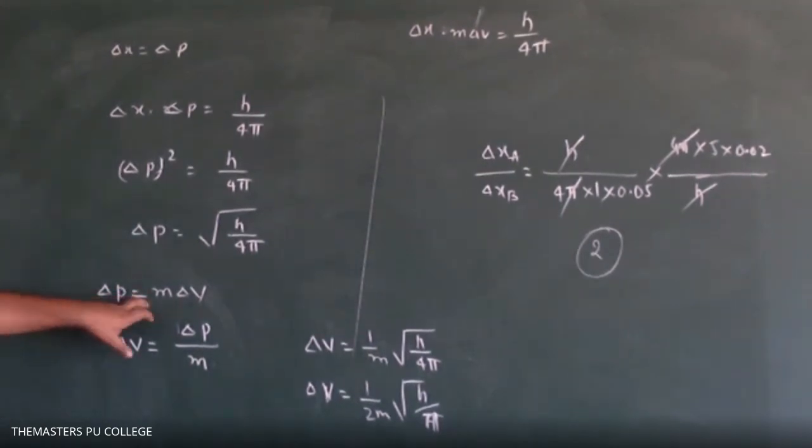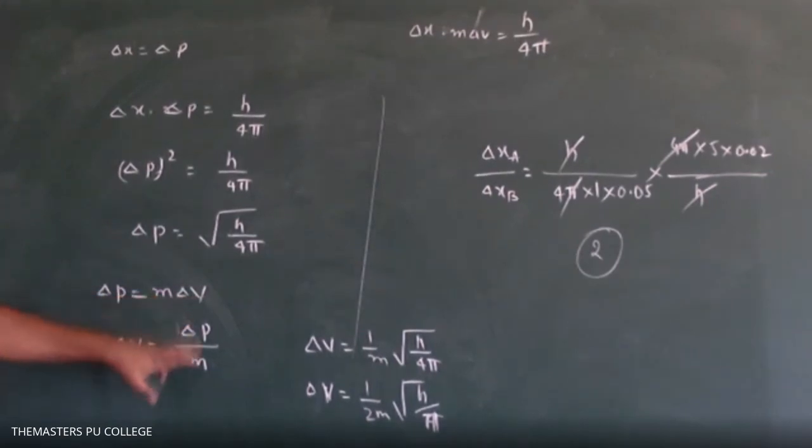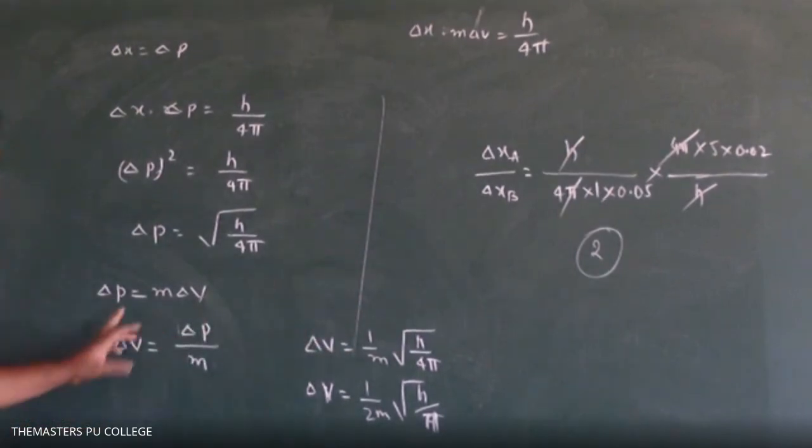So delta p is equal to m delta v. We know delta v is equal to delta p by m. The delta p value we know as it is, the m value I substituted, and we will get the answer.